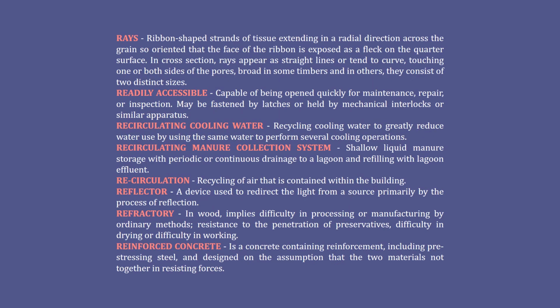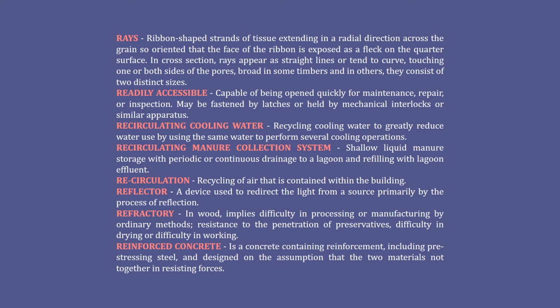Rays: ribbon-shaped strands of tissue extending in a radial direction across the grain, so oriented that the face of the ribbon is exposed as a fleck on the quarter surface. In cross-section, rays appear as straight lines or tend to curve, touching one or both sides of the pores. Broad in some timbers and narrow in others. They consist of two distinct sizes.